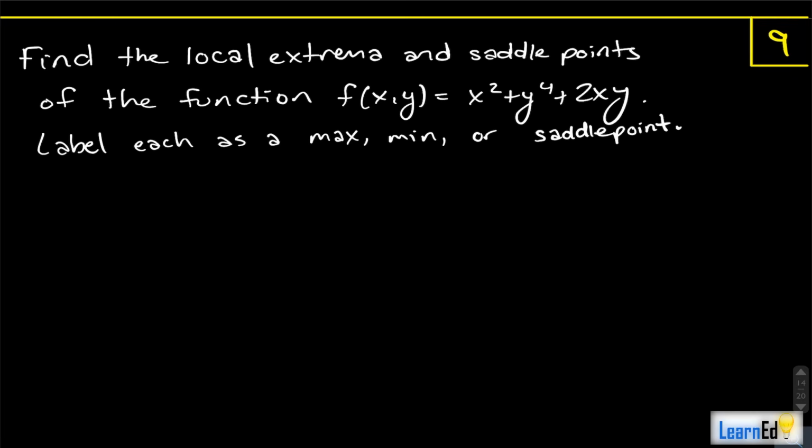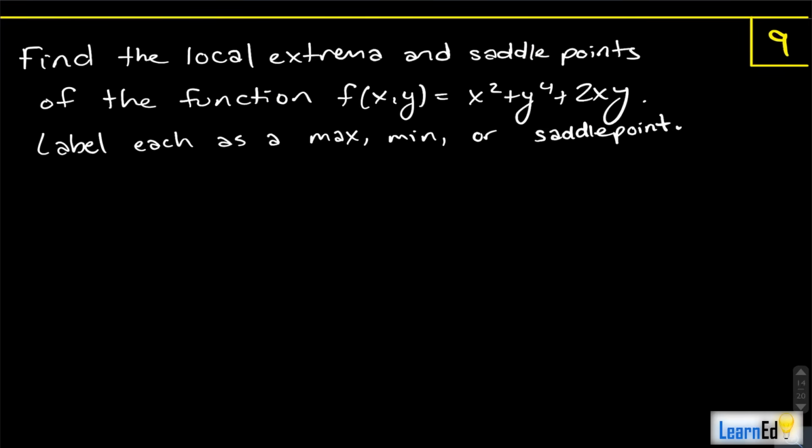Okay, so on to number 9. All right, number 9, we want to find the local extrema and saddle points of the function. There's a function f of x and y equals x squared plus y to the 4th plus 2xy, and we're going to label each extrema as a max, a min, or a saddle point. Okay, now how do we do the extrema stuff? Like we know how to do that in Calc 1, right? We just use a bunch of derivatives, but how are we going to do that in 3 dimensions? Well, if you remember, this is going to involve some partial derivatives, okay?